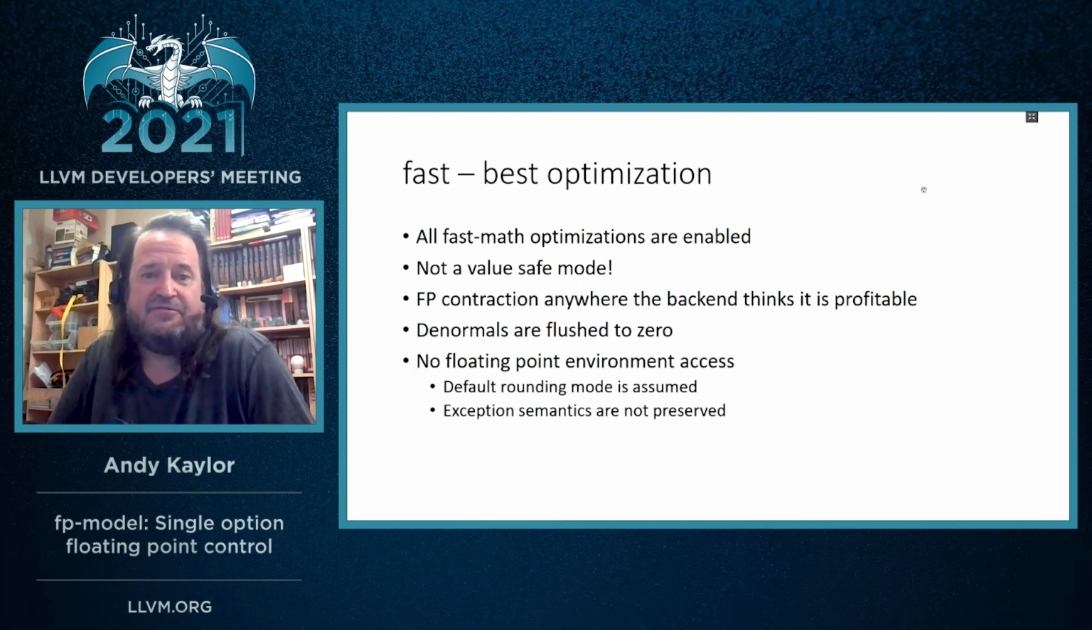And also, denormals are flush to zero in this model. This gives significantly better performance on some target architectures. It also will allow some algorithms to converge faster. So it's a nice performance gain at the sacrifice of a little bit of range and representation of values. Like the precise model, floating point environment access is not allowed with the FP model fast, so the compiler will assume the default rounding mode and it will not preserve the exception semantics.